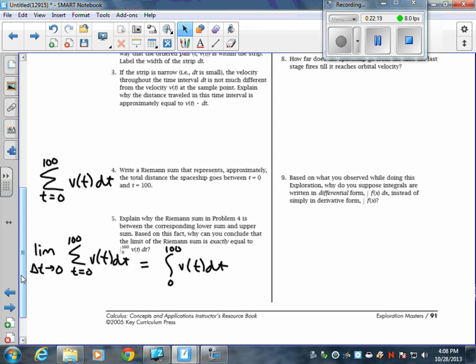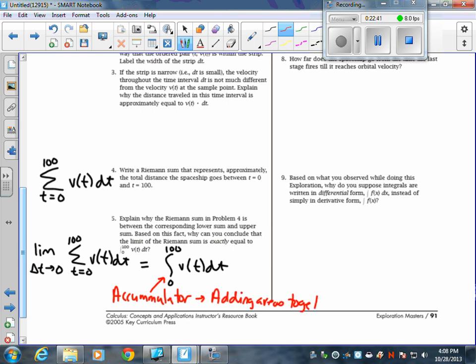And what's important about that is this concept of a definite integral is also the concept of an accumulator. Just like an accumulation of snow, it's adding and adding and adding. It's adding areas together. So it is actually an accumulator, and that's what we need to think about the definite integral as. It is an area, but it's also an accumulator.